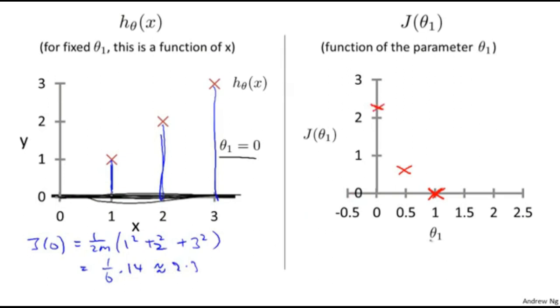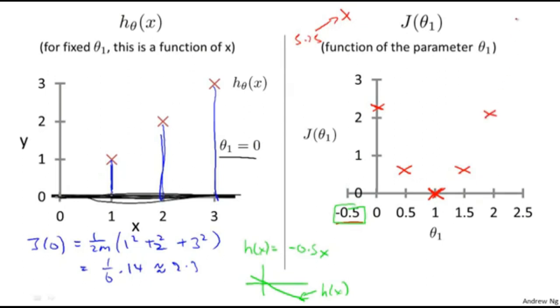And of course, we can keep on doing this for other values of theta 1. It turns out that you can have negative values of theta 1 as well. So if theta 1 is negative, then h of x would be equal to, say, minus 0.5 times x, right? If theta 1 is minus 0.5. And so that corresponds to a hypothesis with a slope of negative 0.5. And you can actually keep on computing these errors. This turns out to be a really high error. It works out to be something like 5.25. And so on. And for different values of theta 1, you can compute these things, right?